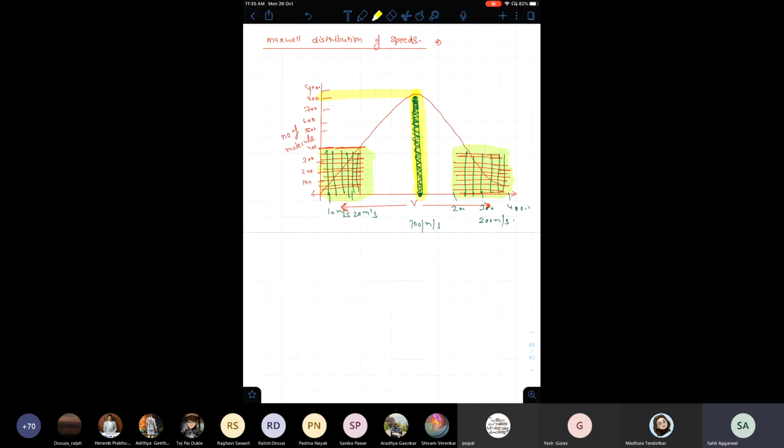Getting it? All the molecules do not have the same velocity. Some molecules have very low velocity. Some molecules have very high velocity. And most of the molecules have some intermediate velocity. Understood? Any doubt till here?